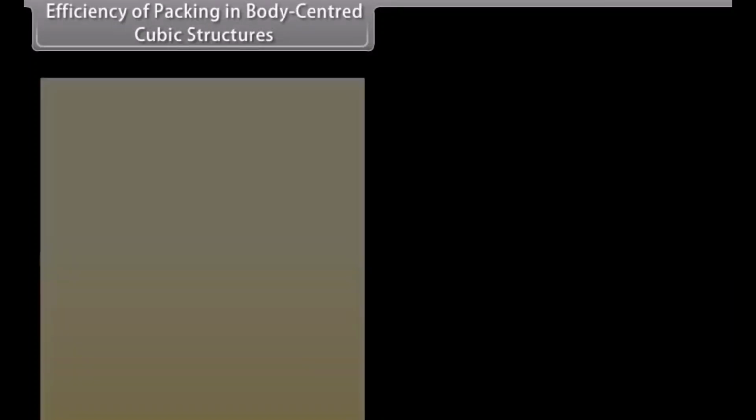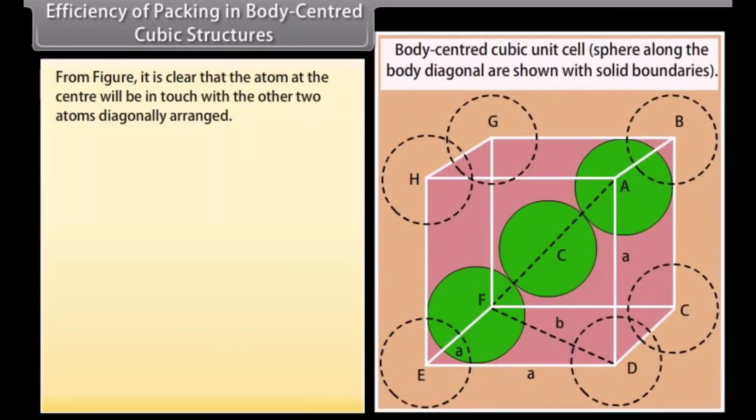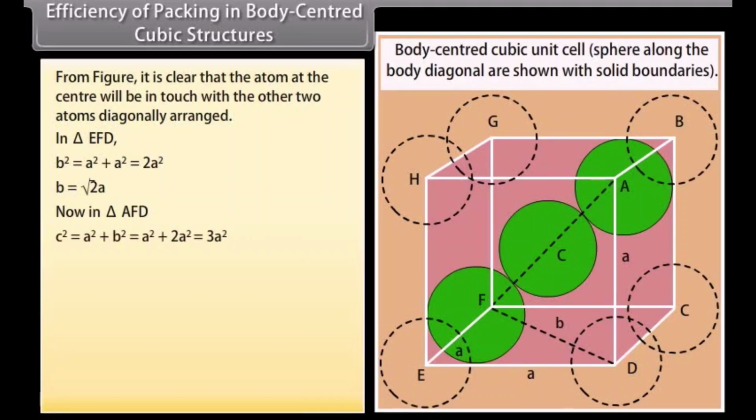Efficiency of packing in body-centered cubic structures. From the figure, it is clear that the atom at the center will be in touch with the other two atoms diagonally arranged. In triangle EFD, b square is equal to a square plus a square, which is equal to 2a square. b is equal to square root 2 a. Now in triangle AFD, c square is equal to a square plus b square, which equals a square plus 2a square, which equals 3a square. c is equal to square root 3 a.